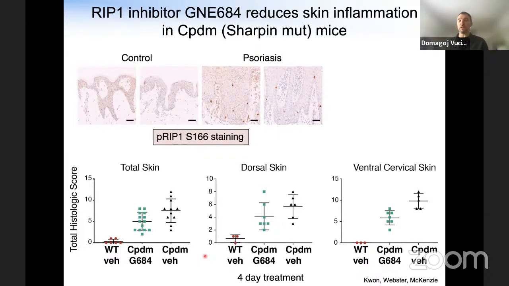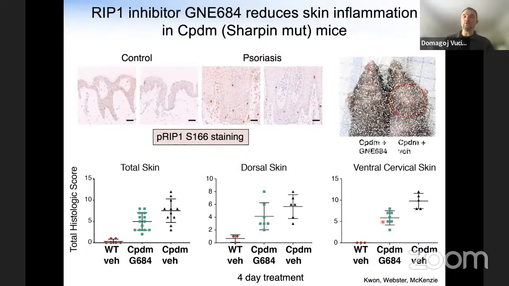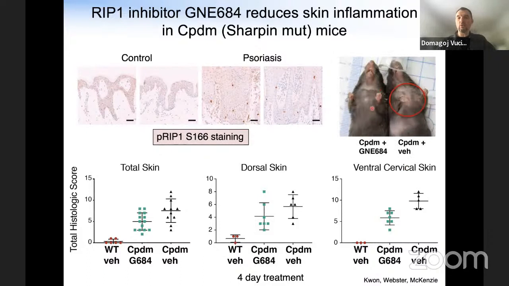This was a pilot experiment, and we treated them only for 4 days with the compound. As you can see here, after just 4 days, you still see a remarkable reduction in inflammation in the dorsal skin and ventral cervical skin. You can see here, this is the mouse that got the compound, and this is the mouse that got just vehicle. So definitely much more inflammation in this case. So we said, okay, if we did just 4 days, let's try 4 weeks.